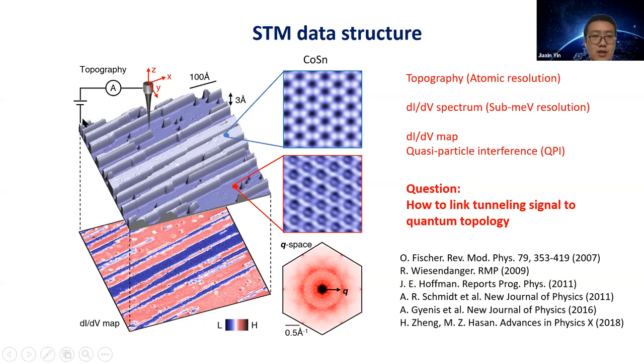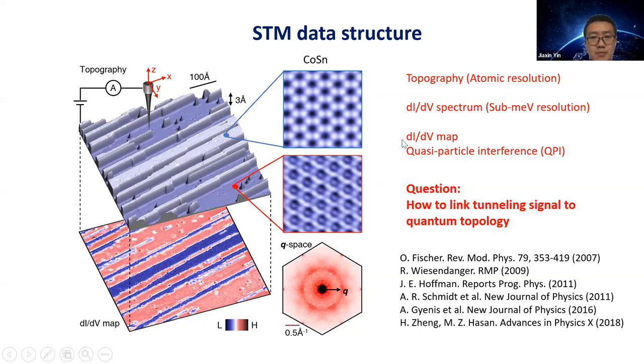Another unique property of STM is that we can measure the local density of states at every position on the surface, and then obtain a dI/dV map. As a function of energy in this dI/dV map, we can show that the density of states for the two surfaces are dramatically different. For the lower terraces, the Kagome lattice, we can find some standing wave signals in the dI/dV map. By Fourier transform of these standing waves, we can obtain momentum space information that we call quasi-particle interference patterns. So the topographic image, dI/dV spectrum, and dI/dV map, these three kinds of data constitute the main data structure for STM.